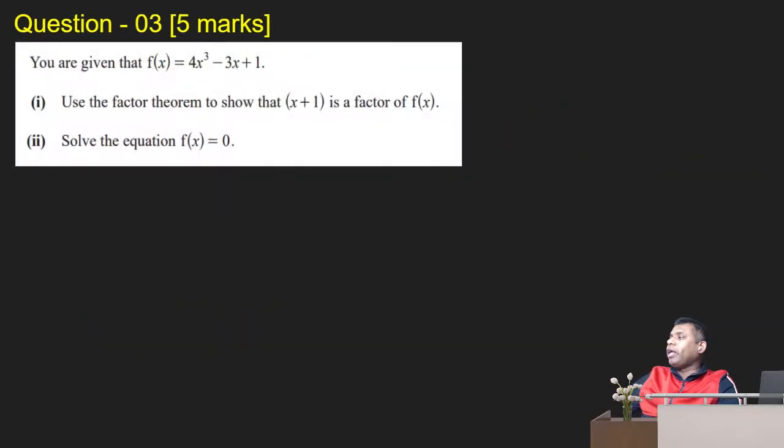So question number 3. In question number 3, you are given that f(x) is 4x cubed minus 3x plus 1.